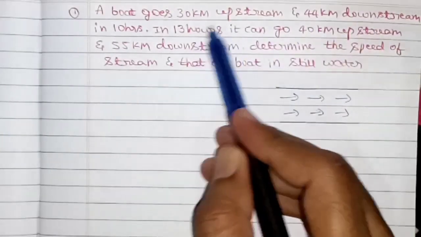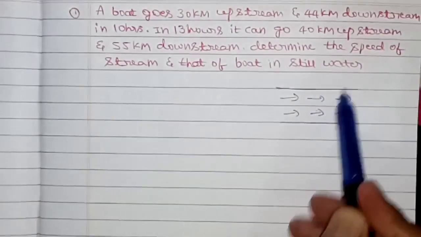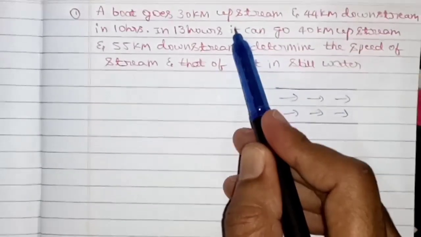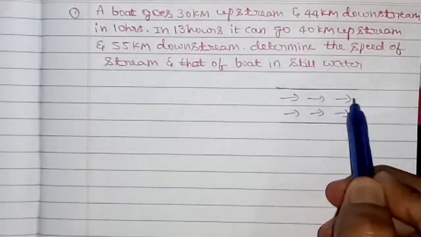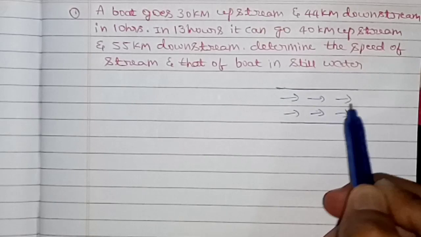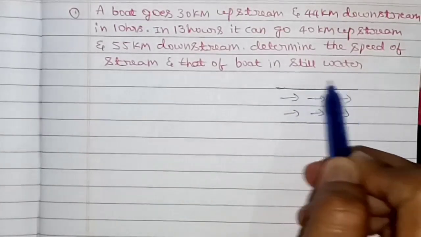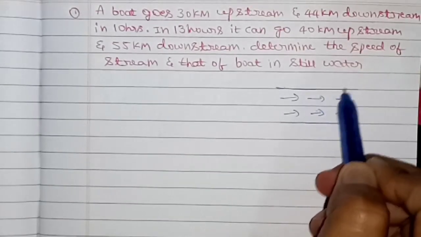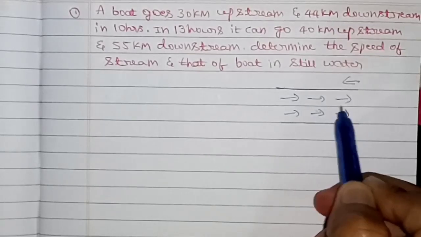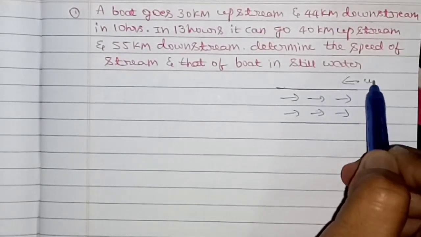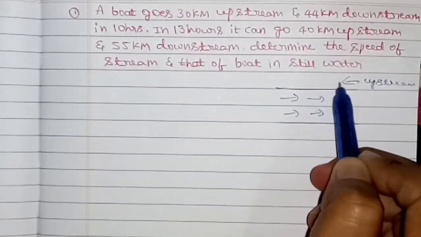Now you need to understand these two words, upstream and downstream. What is the meaning of upstream and downstream? Upstream means if the boat goes in the river in the direction opposite to which the river flows, that is called upstream. Nothing but from here to here, like this.